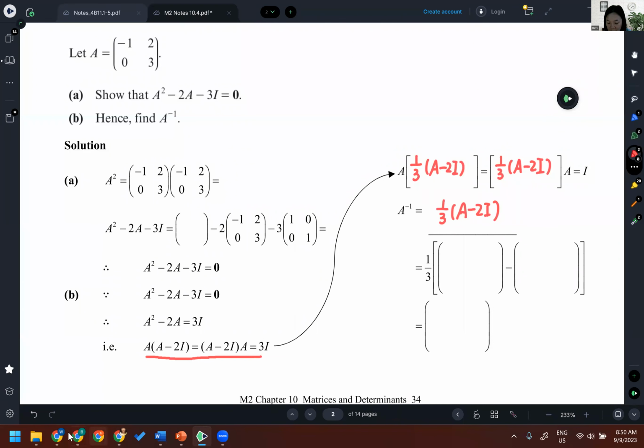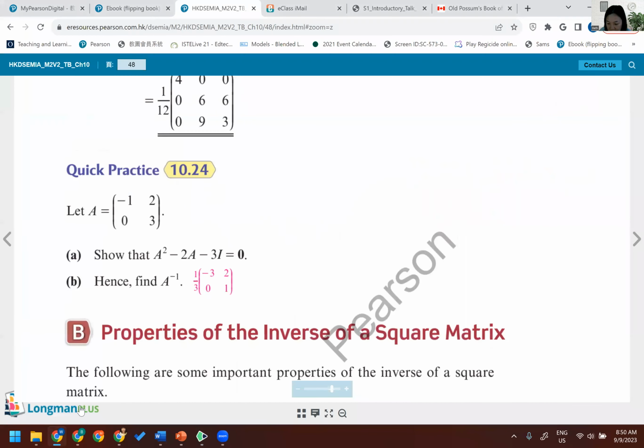And then the final answer is from the textbook. This is the final answer. Now in the final answer, you can see the coefficient 1/3 can be put in front. You can also say it's minus 1, 2/3, 0, and 1/3. That's also okay. Is it fine? Let's move on.